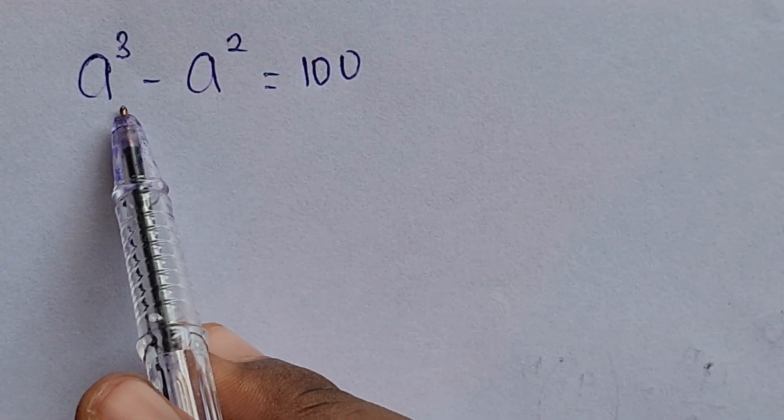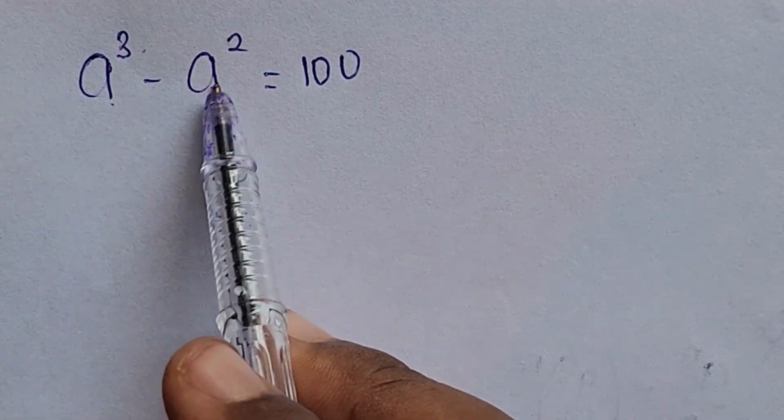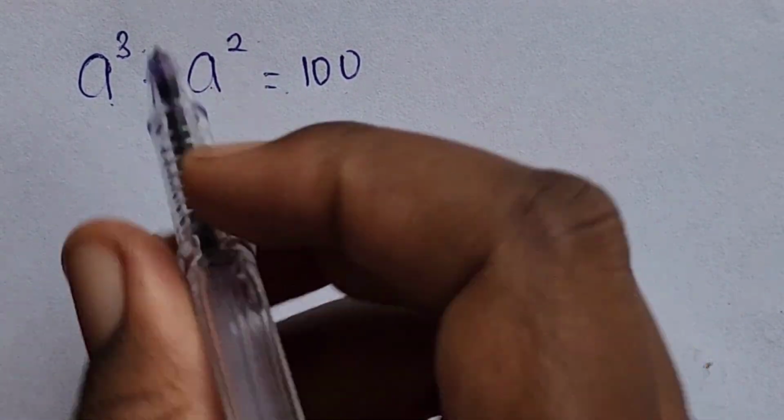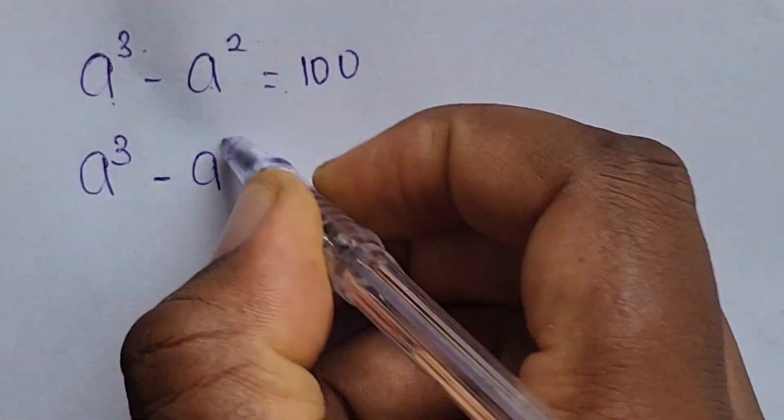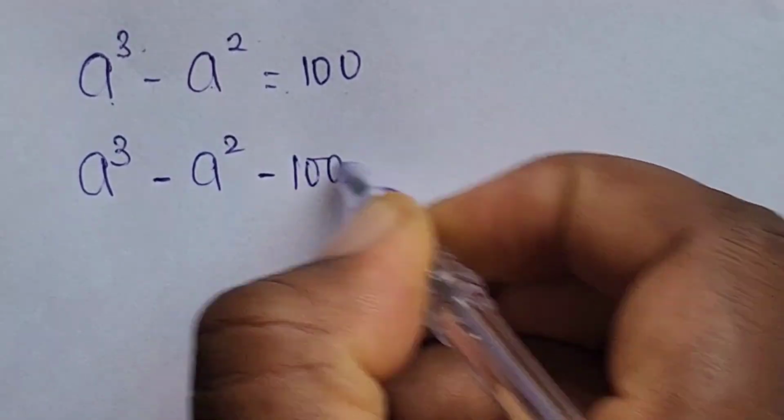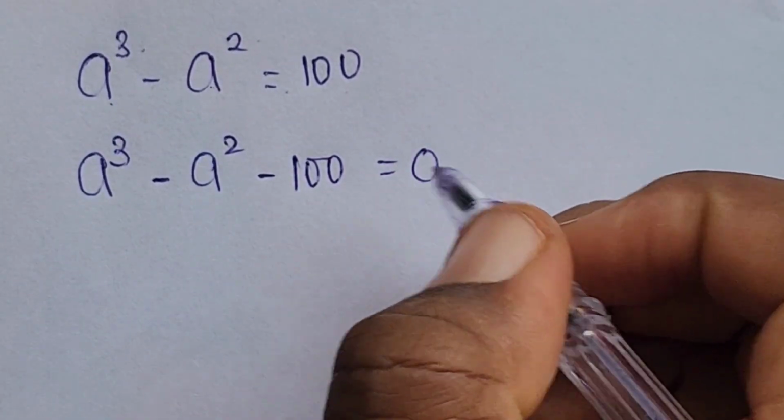Let's solve this problem together. We have a cubed minus a squared equal to 100. So let's begin by moving our 100 over to the left hand side, to have a cubed minus a squared minus 100 is equal to 0.